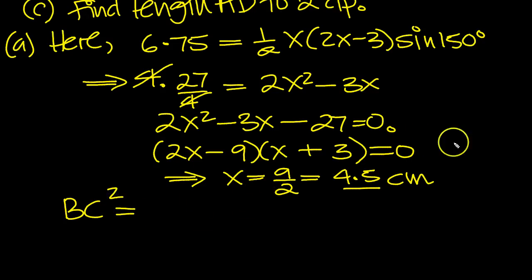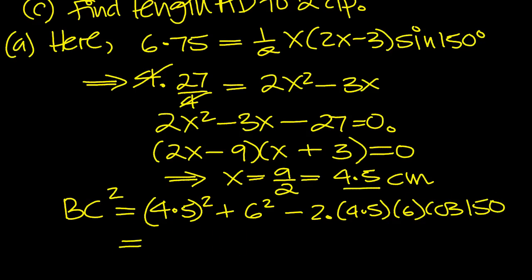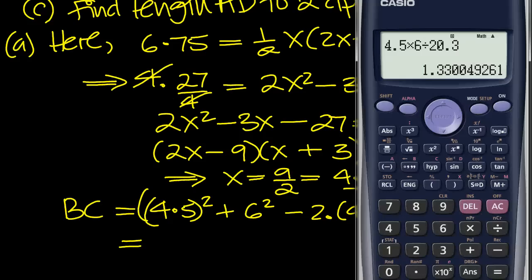But for the moment it's BC squared is equal to x squared, which is 4.5 squared, plus the 6, the other side squared, minus 2 times the product of these two, times the cosine of the included angle on these two sides, which is 150. So that's what we need to work out then. But now we'll do the whole of this square rooted, and we can get rid of that square there, can't we, and just work out BC straight away on the calculator.